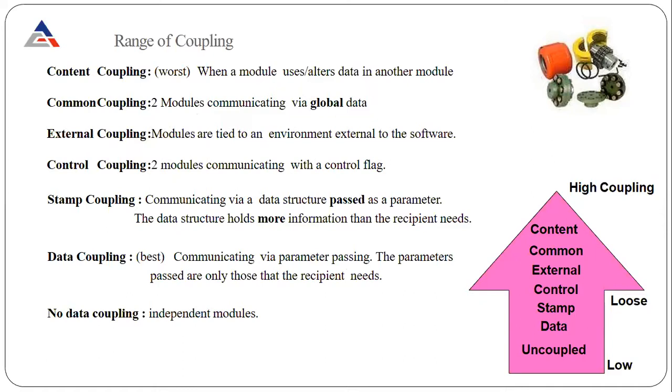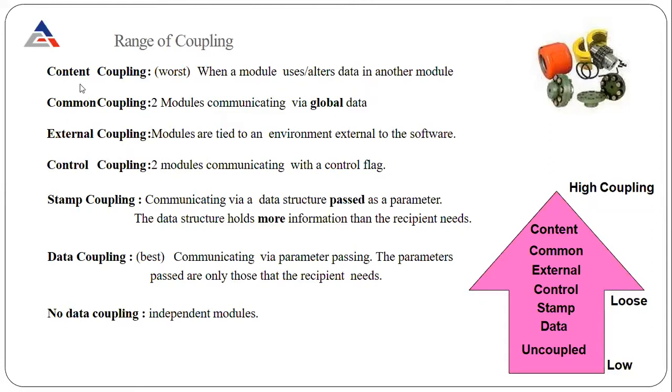Okay, between the two modules, the parameters passed are only those that the recipients need. Recipients are your different modules. So coupling is the degree of interdependency between your modules. That is what coupling is.